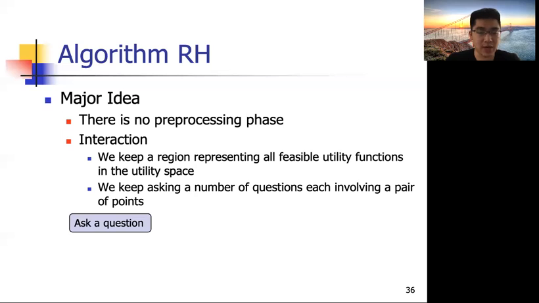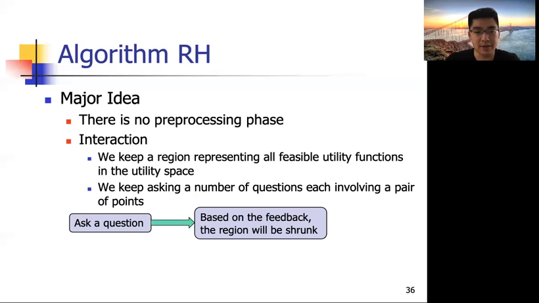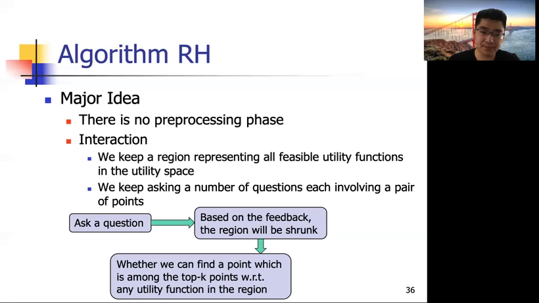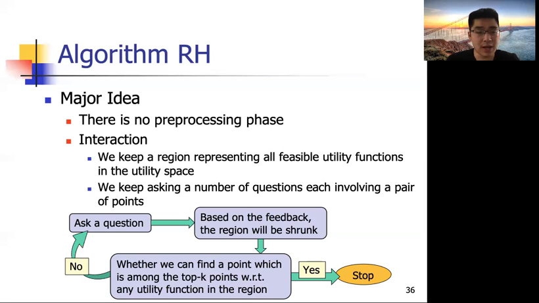Suppose we ask a question. Then, based on the user's feedback, the region containing all feasible utility functions will be shrunk. Then we check whether we can find a point which is among the top k points with respect to any utility function in the region. If we can find such a point, then we terminate and return this point. Otherwise, we ask another question.